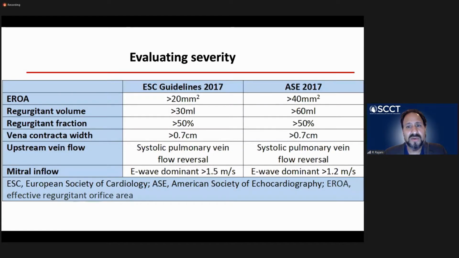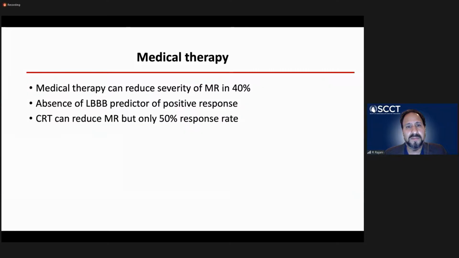So we know how to evaluate severity using the ESC guidelines and also the ASE guidelines. And I think the most noteworthy point from this slide is that there is some variability with the European Society of Cardiology and the American Society of Echocardiography in how we grade significant mitral valve regurgitation. And this slide simply serves as a reminder.